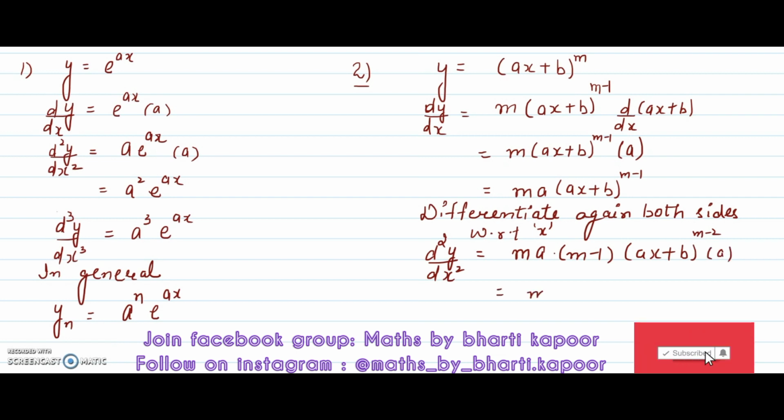So what is the answer? That means the second order derivative is m a square into m minus 1 into ax plus b raised to power m minus 2.